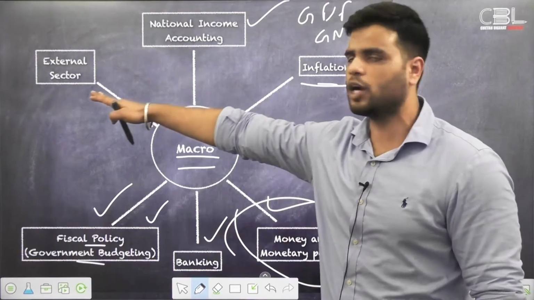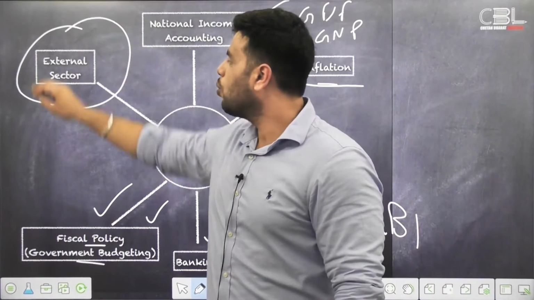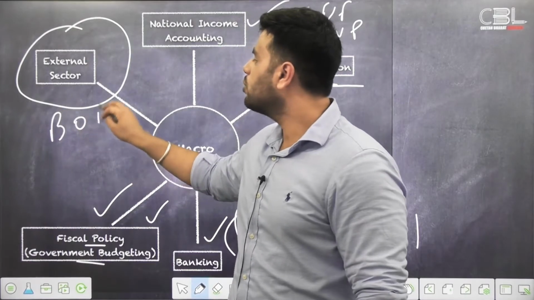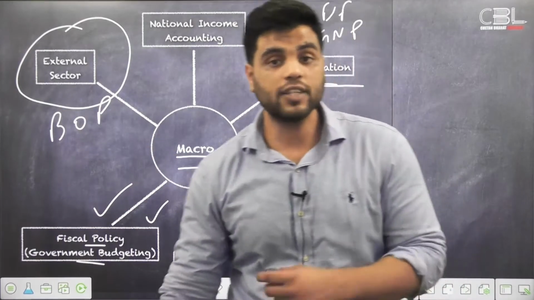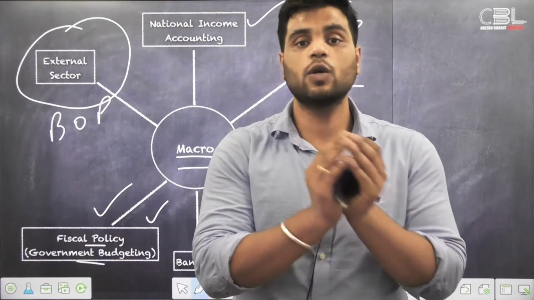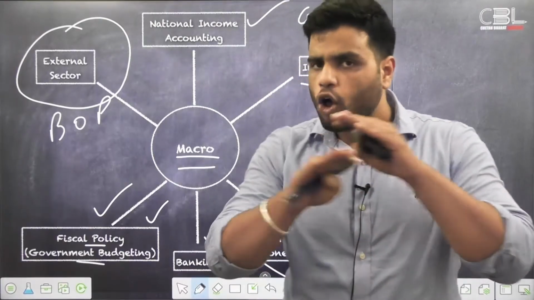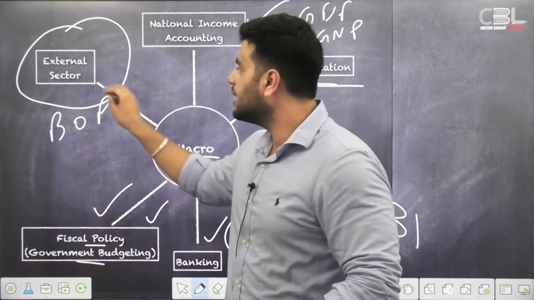And then we'll jump on to the last topic of macroeconomics, that is the external sector. What is balance of payment? How does RBI influence our forex reserve? How do exchange rates vary? Why is $1 equal to 70 rupees, and why is the rupee depreciating? Why is the rupee appreciating? All these questions shall be answered in this.